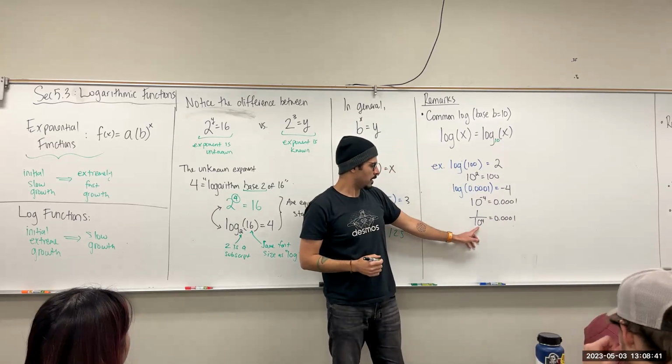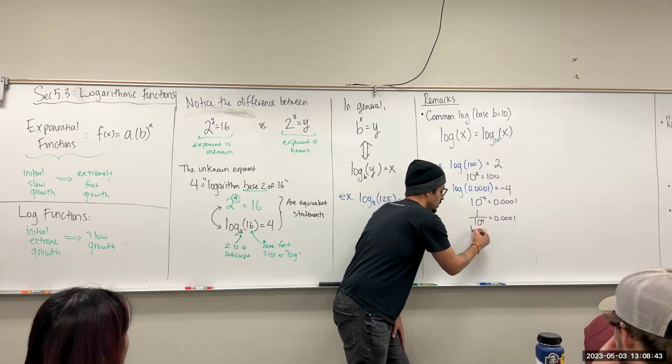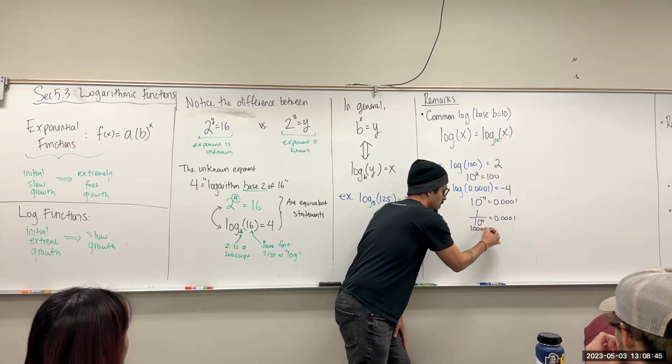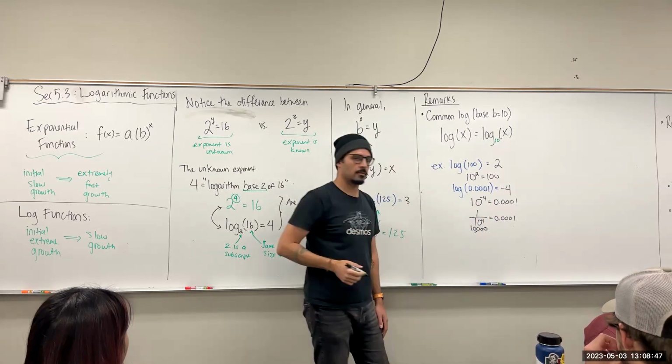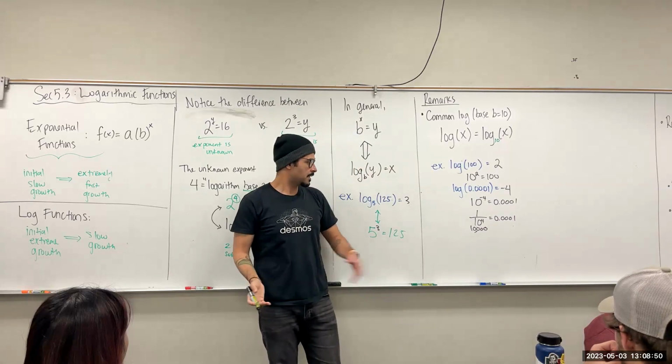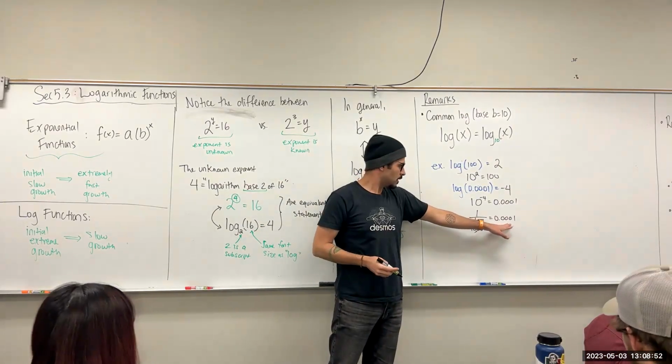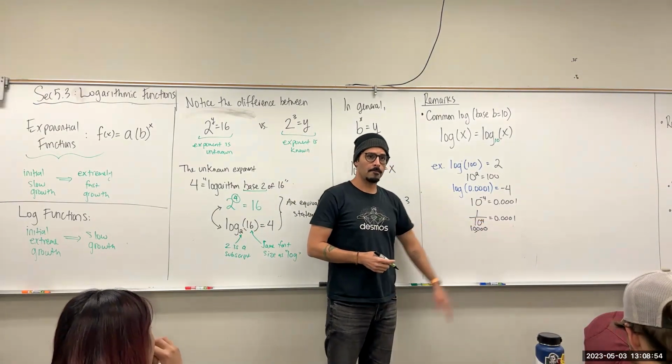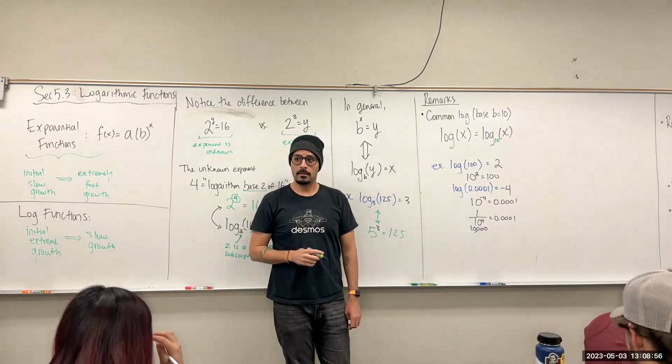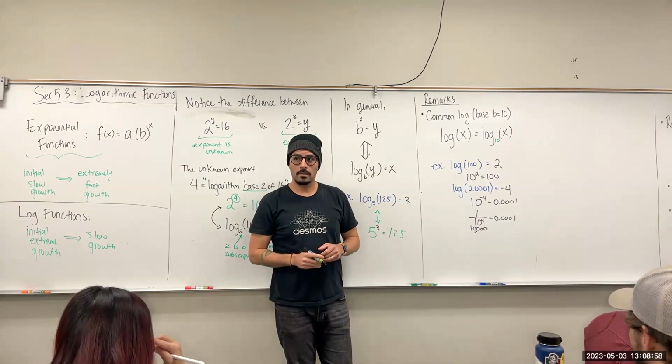And 10 to the 4th is 1 with 4 zeros in front, so 10,000. So 1 divided by 10,000 will give you this decimal. Okay? Yes. Is there a reason why common log is base 10?